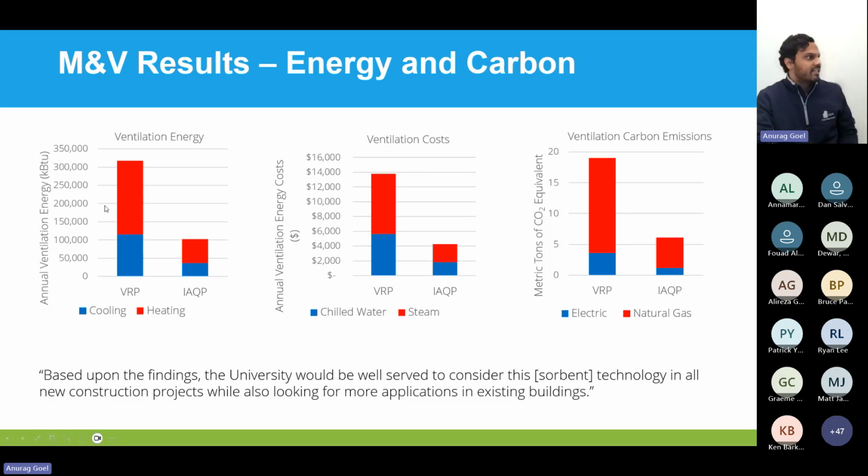Speaking of energy, you can see some of that here. On the left side, you see that the baseline energy usage, a big chunk of that is from heating the ventilation air, is represented in this bar here. And as part of the measurement and verification study, utility grade meters and sub-meters were used to validate the energy savings. So you can see here that, based upon the findings, the university would consider using the IAQP in existing buildings as well as new construction. And that's largely because this M&V effort was able to demonstrate the reduction in contaminant levels as well as the reduction in energy.